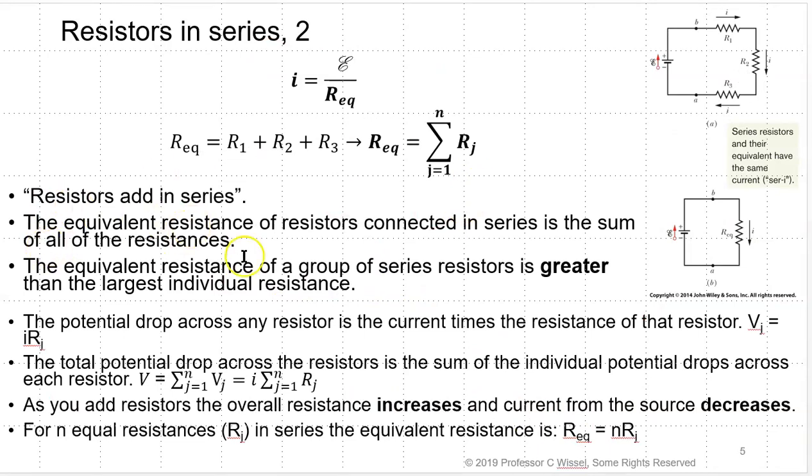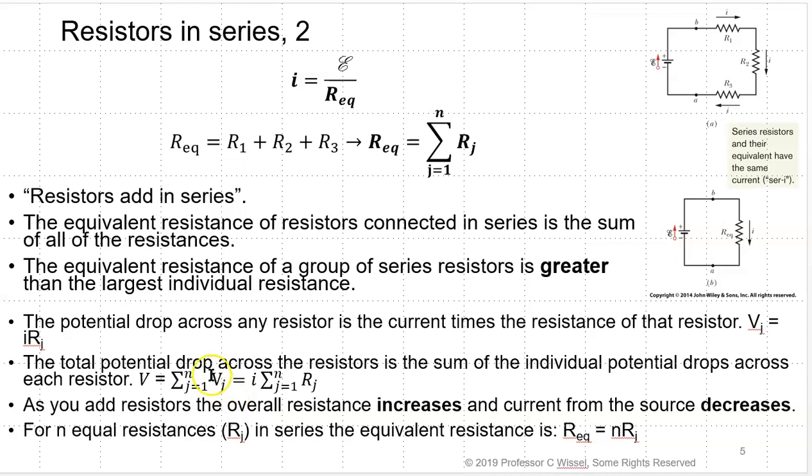Resistors add in series. The equivalent resistance of resistors connected in series is the sum of all the resistances. The equivalent resistance of a group of series resistors is greater than the largest individual resistance. Makes a good way of checking this. The potential drop across any resistor is the current, which is a common current, times the resistance of that resistor. So Vj equals IRj. The total potential drop across resistors is the sum of the individual potential drops across each resistor because potential drops add in series.